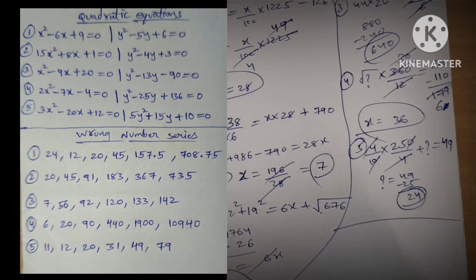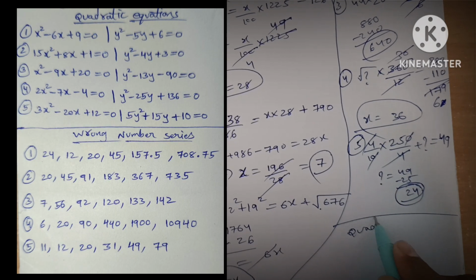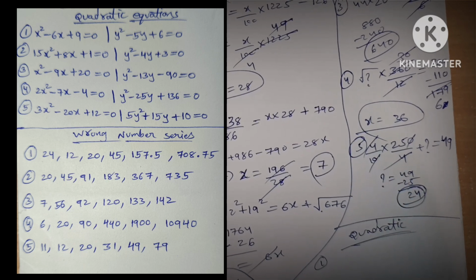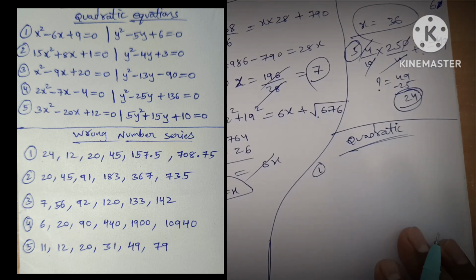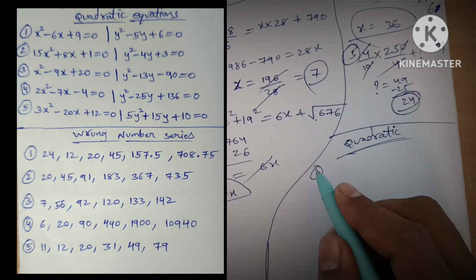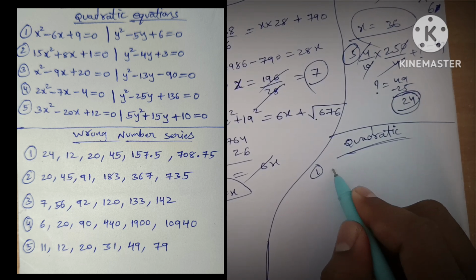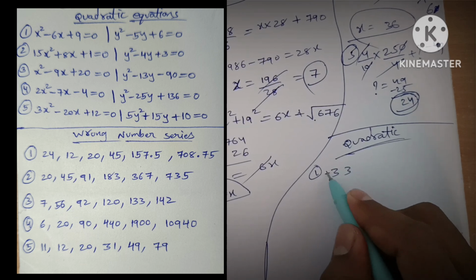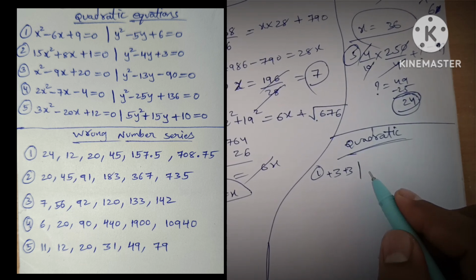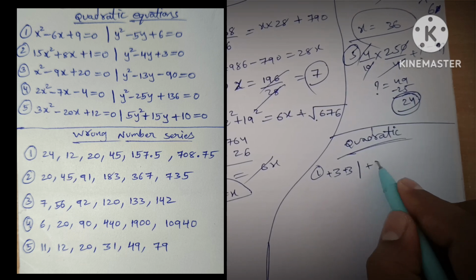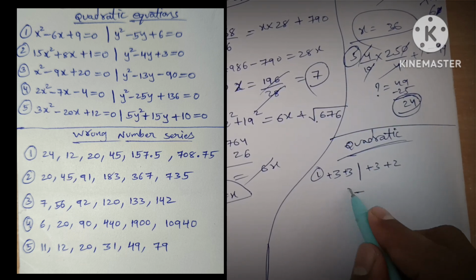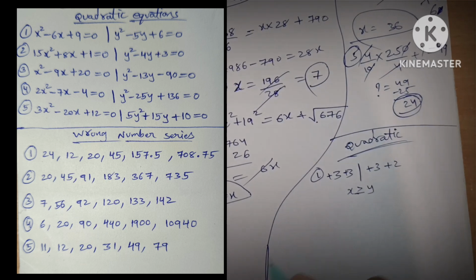Now we are going to do quadratic equations. First one, x square minus 6x plus 9 equals to 0. 3 times and the roots are positive. Y square minus 5y plus 6 equals to 0. 3 2 times. By comparing these two, x is greater than or equals to y.